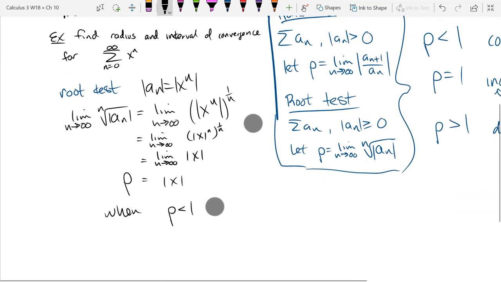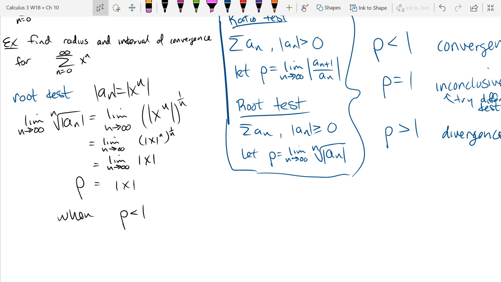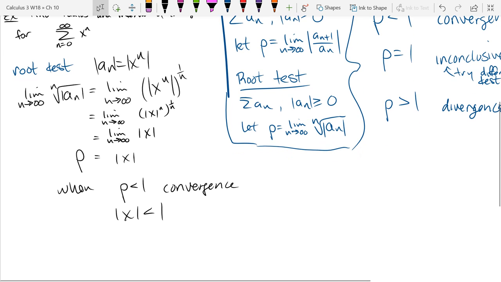The only thing I'm really concerned about is, when does this converge? It'll diverge other places, so when rho is less than 1, we get convergence. And rho is the absolute value of x, so just a quick substitution. There we go. When the absolute value of x is less than 1, this converges.